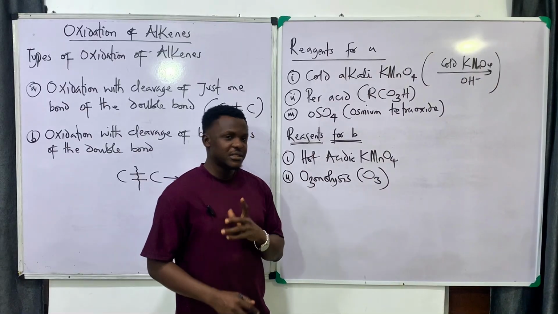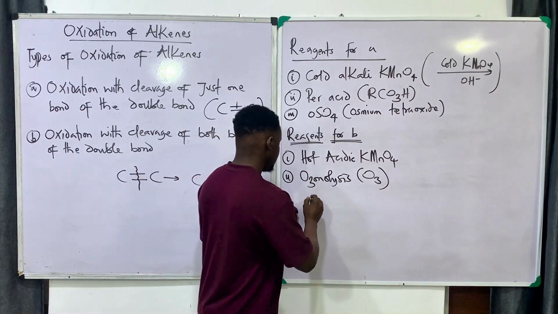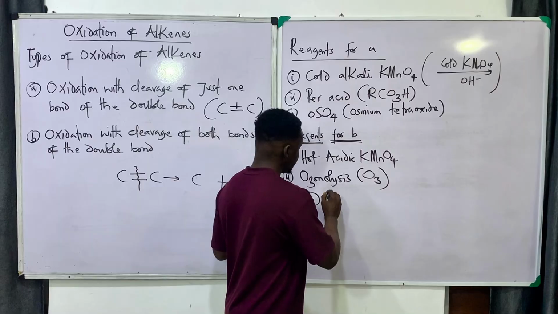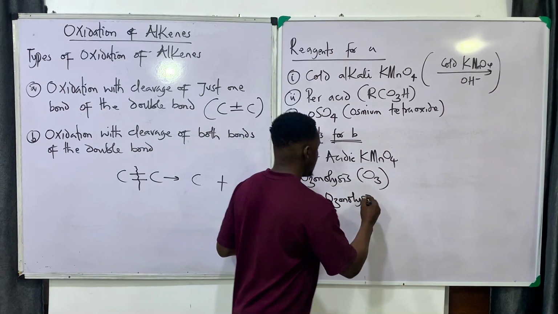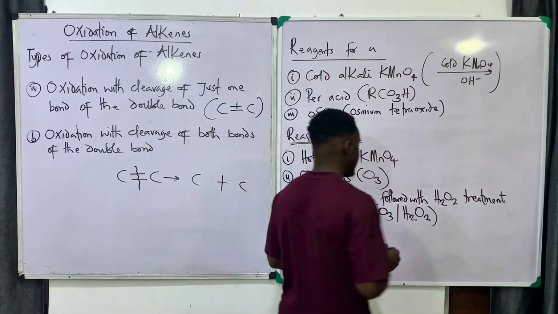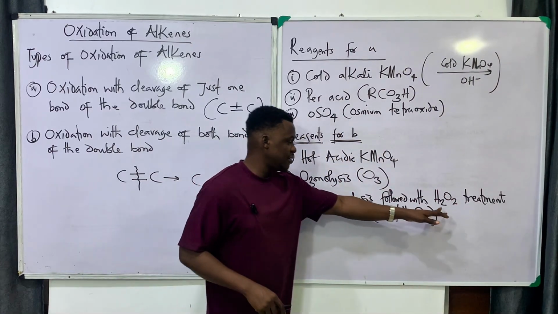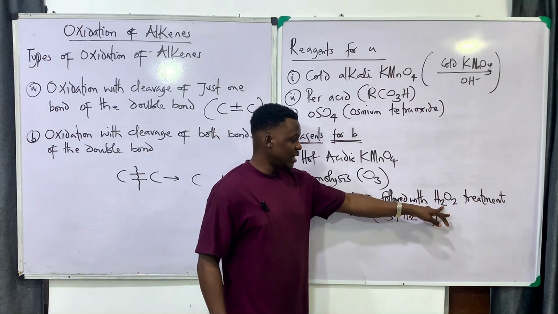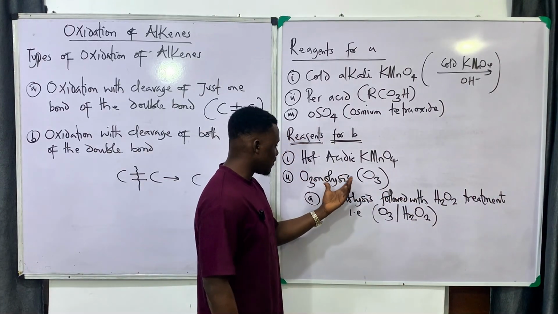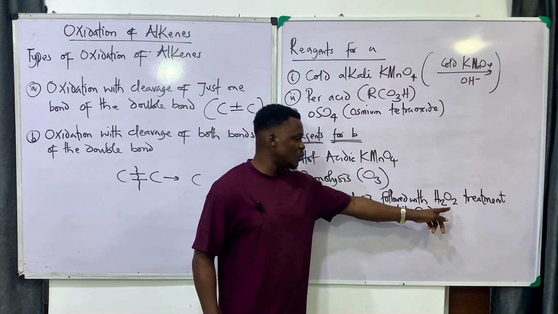Now this ozonolysis is majorly of two types. This is what you're going to be seeing: ozonolysis followed by something. The first one is ozonolysis followed by peroxide treatment. This is hydrogen peroxide to be precise, H2O2. So after breaking the bond, you're going to treat it with H2O2.